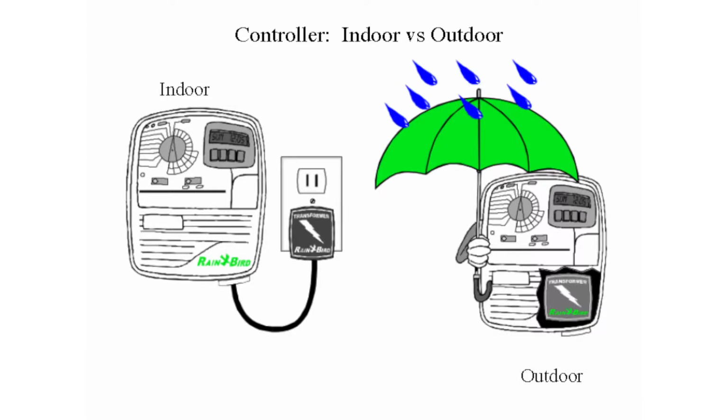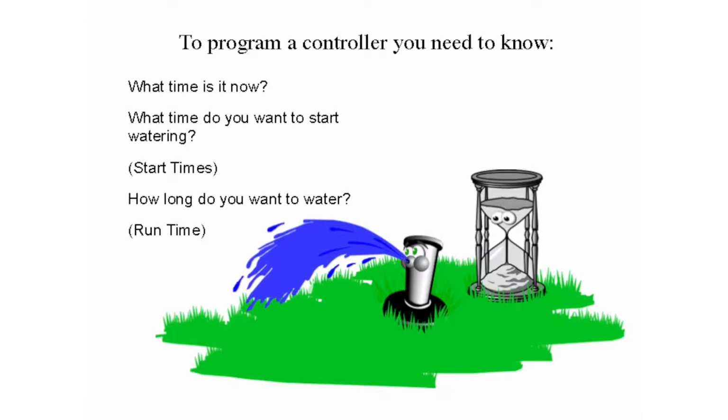And most of the time, they're either an option of indoor or outdoor. Now, to program the controller, we need to know what time it is now. We need to know what time you want to start watering, and on the controller cabinet, it might say start time. And then it wants to know how long you want it to water. The controller might say run time.